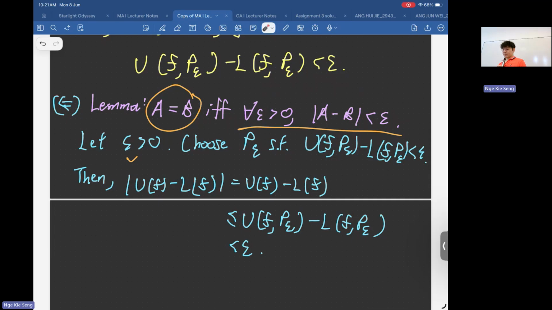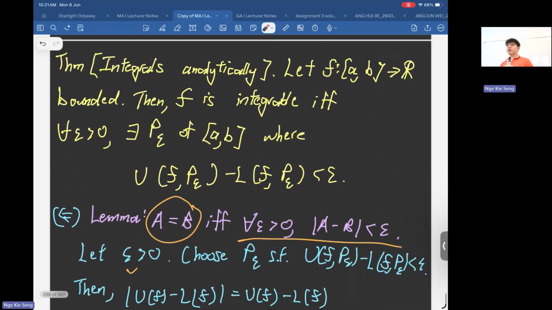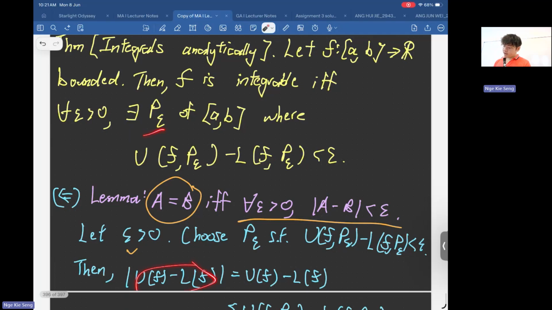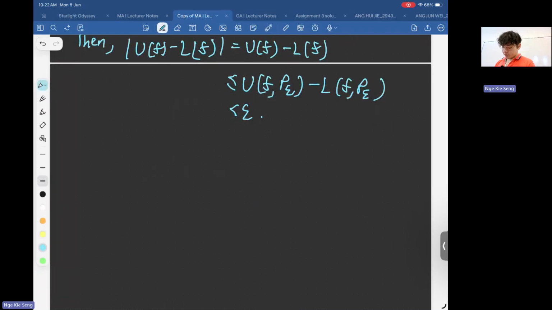Good. So I would say this side is easier because it just involves stuff about real numbers that you need to know. The other side is harder. Why is it harder? Because from UF equals LF, you need to create a P epsilon for every epsilon. That's why I say this is harder. So let's see how we do this side. It is harder, but not too hard, based on what we have known.